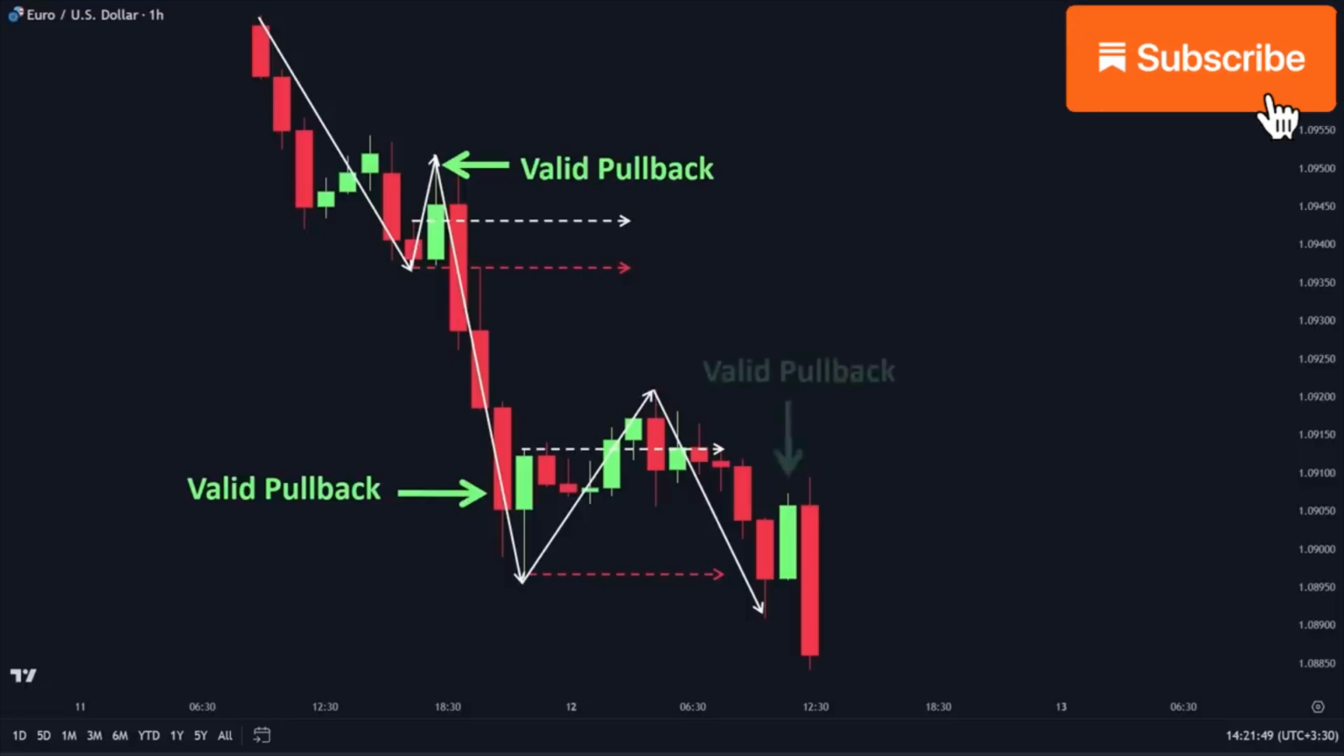Subsequently, we have another valid pullback created by this bullish engulfing candle that has broken the highest point of its previous candle. Having covered the basic concepts of pullbacks in the first part of this video, we now possess the ability to identify valid pullbacks in the market. In the second part, we will delve into advanced concepts of pullbacks, including various pullback types that traders may encounter in the market, as well as trading strategies associated with pullbacks.